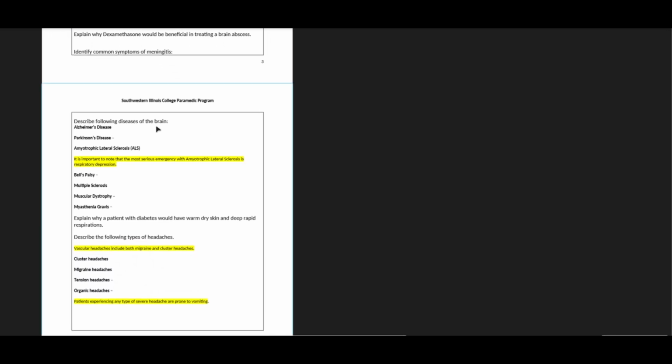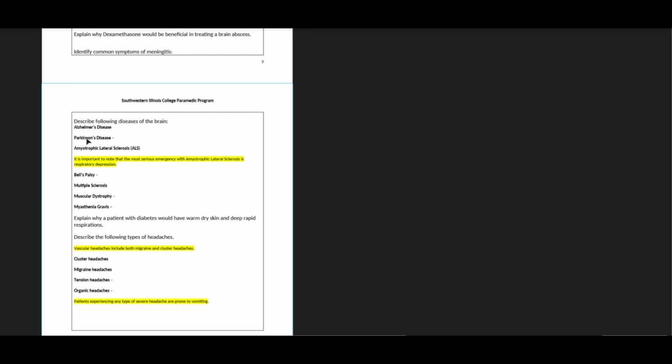Describe the following diseases of the brain. Alzheimer's disease. So Alzheimer's is the most common cause of dementia. That's a very high yield piece of information. So Alzheimer's is the progressive atrophying, so it's getting worse, of the cerebral cortex. This is going to lead to initially short-term memory loss, but then it'll progress to long-term memory loss, and then eventually some psychosis, essentially, and a myriad of other problems. But it's important to know that Alzheimer's is the most common cause of dementia.